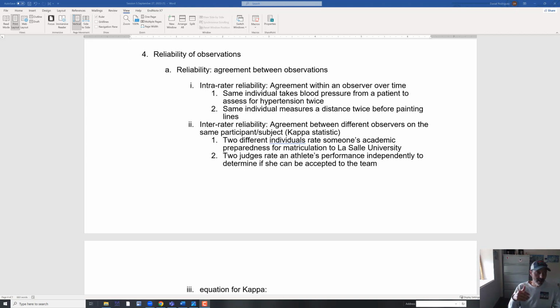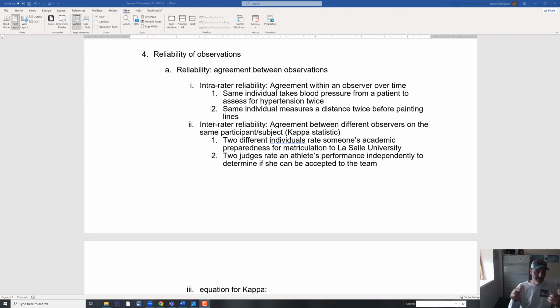Like for instance, we may be rating whether a student should matriculate to our university or not, or should somebody win a contest or not win a contest? Should somebody be awarded something or not awarded something? In medicine, it might be whether someone should be diagnosed with hypertension or not having hypertension. So inter-rater reliability occurs when two different individuals are rating somebody. There's also measures for more than two people, but that's beyond what I'm doing today.